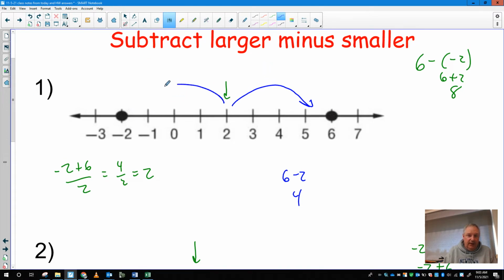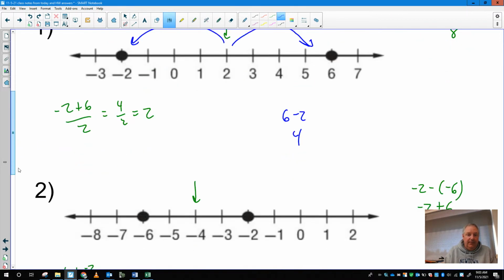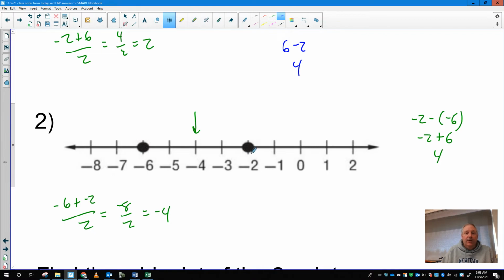So it's 4 from here to here, and it's 4 from here to here. Do the same thing here. I would subtract, it's always the bigger one minus the smaller. So -2 minus -4 would be -2 plus 4. So it's 2 from here to here, and it's 2 from here to here.